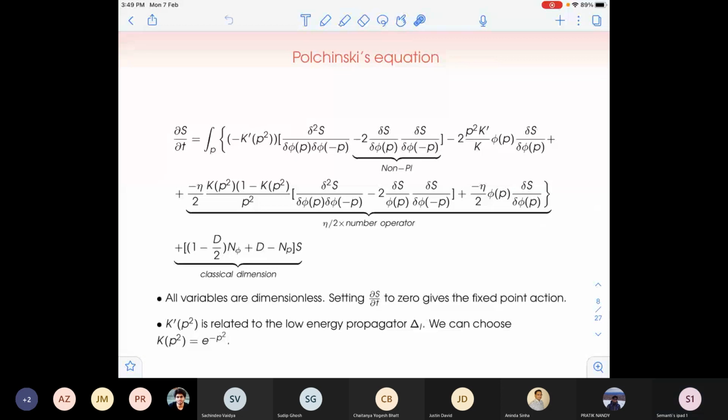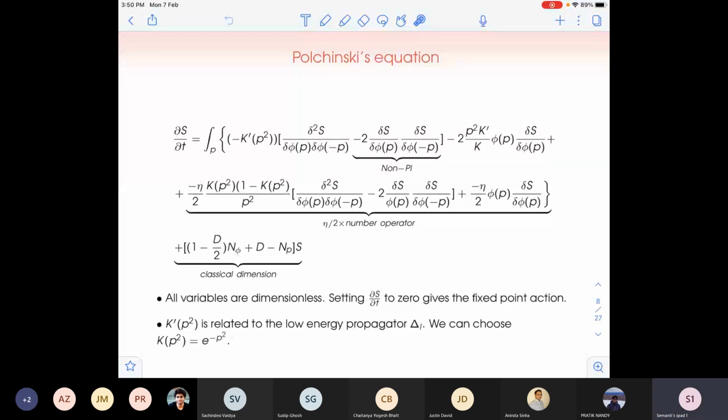So this is a generalized number of operators, because we are going to a lower energy scale lambda. It is no more phi del s del phi. These have this kind of terms too. And this part is given by the classical dimension. So here all variables are made dimensionless, and if you set del s del t to 0, you get the fixed point action. And K pi p here is given by the low energy propagator phi l. So usually for ease of calculation, we choose K(p) equal to e to the power minus p squared.